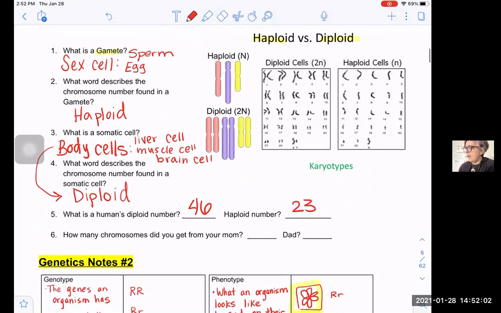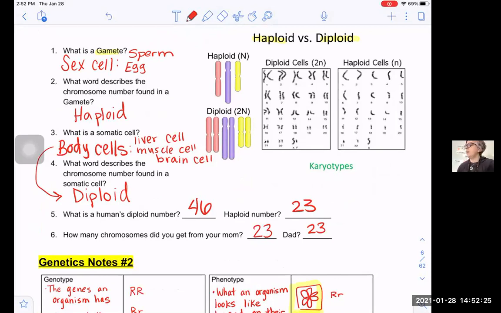And then how many chromosomes did you get from your mom then? 23. Sure did. And from dad? 23. Yeah. In a perfect world, everybody gets 23 chromosomes from mom and 23 from dad.